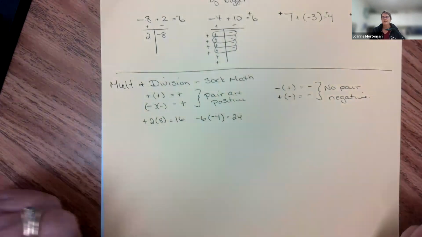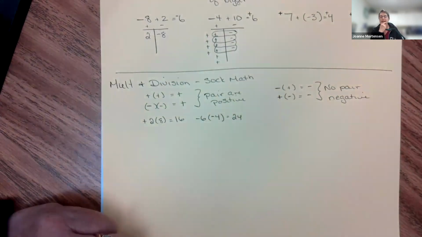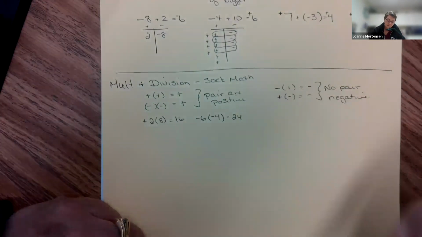Just give yourself some examples so that you know exactly what that means. So again, with multiplication and division, I don't care which number is bigger. It's just pair, not pair. It's as simple as that.